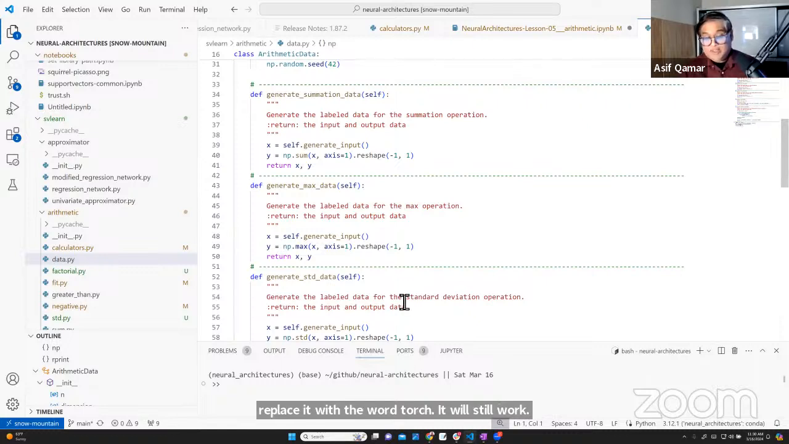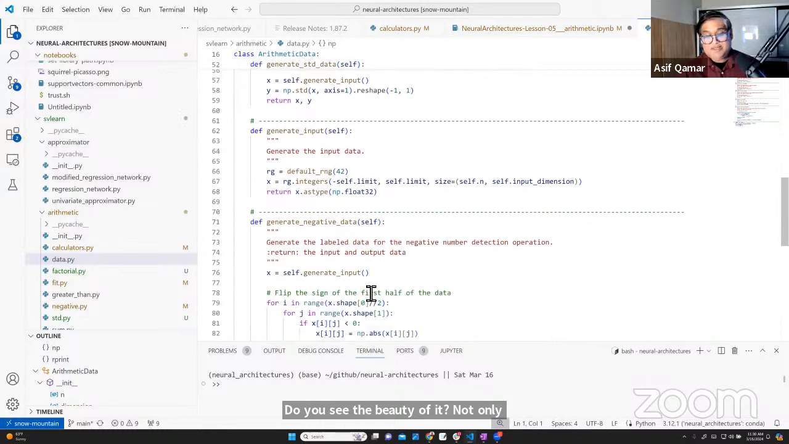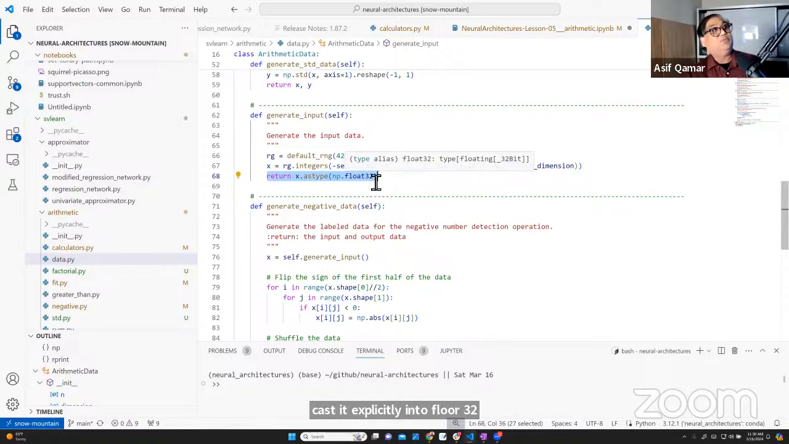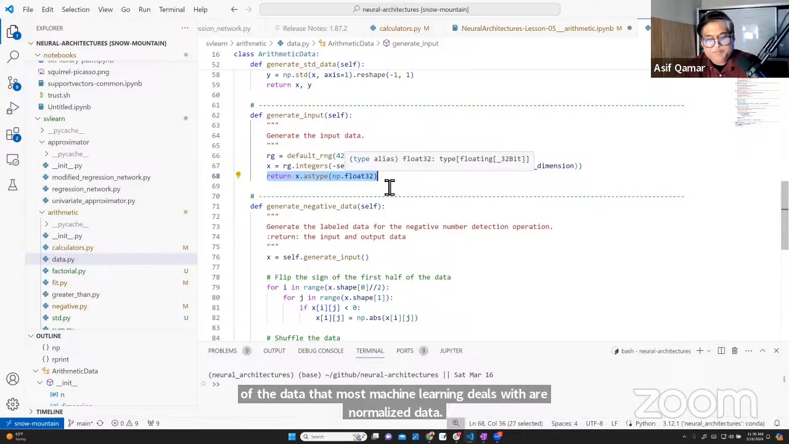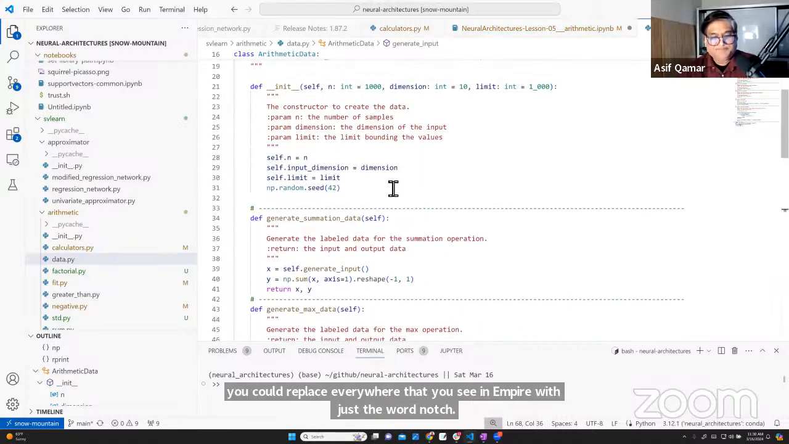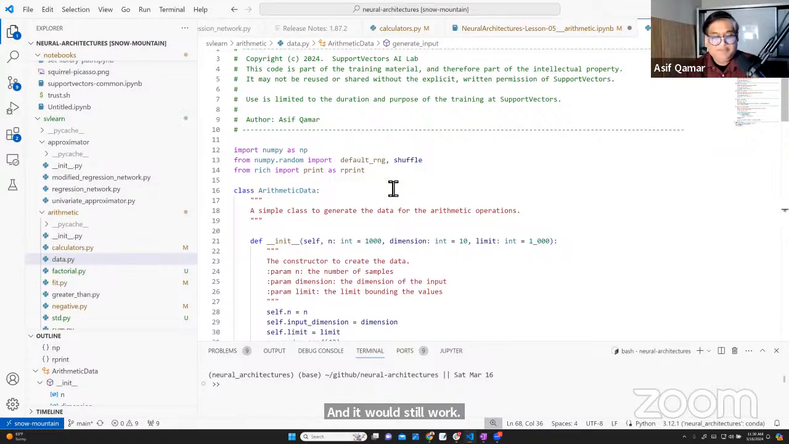Not only will it work, it will be simpler, because if you notice here, I had to cast it explicitly into float 32. The reason is NumPy by definition works with 64-bit floats, whereas there is no such space available on GPUs. That is one practical reason. And the other reason is the weights and biases of the data that most machine learning deals with are normalized data. There are fluctuations or perturbations around zero. Right. So you could replace everywhere that you see NumPy with just the word torch, and it would still work. And everything we'll do on the GPU.